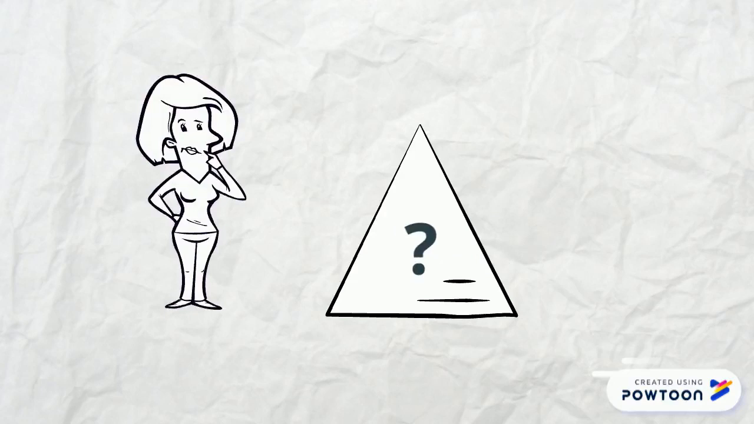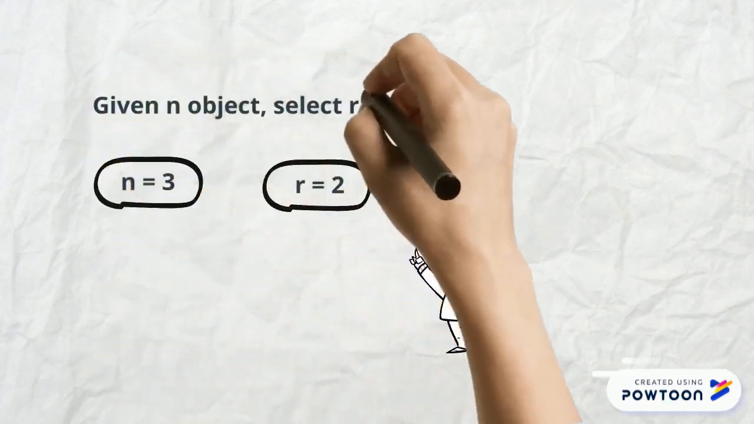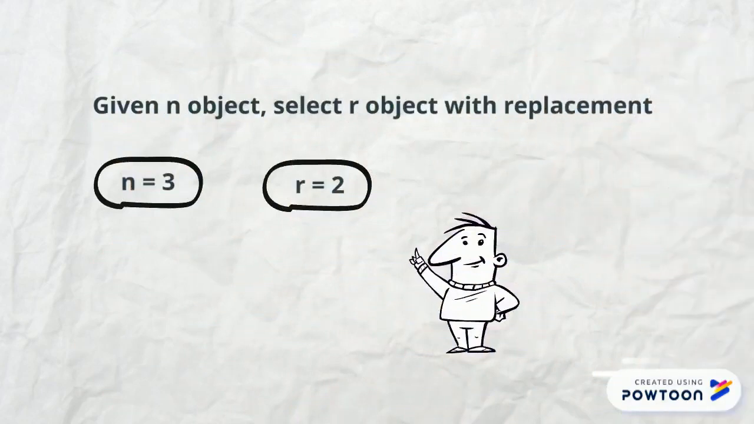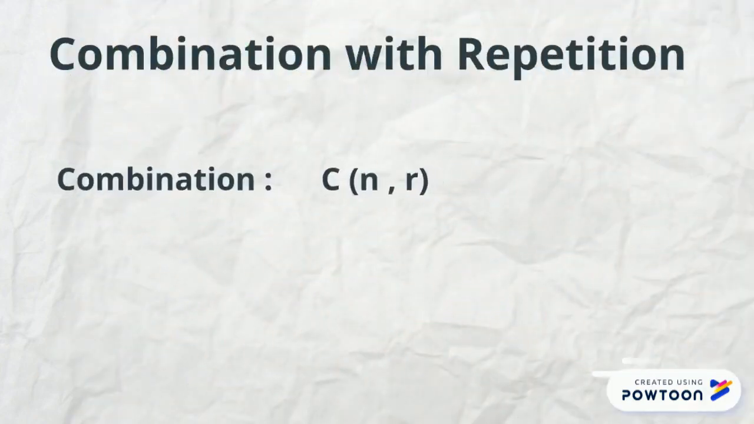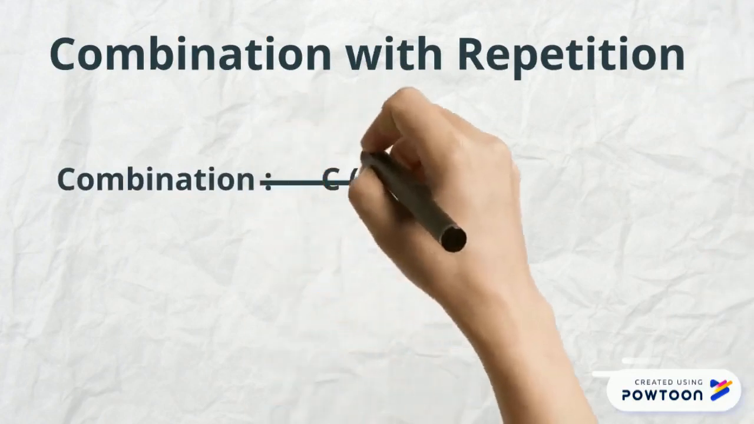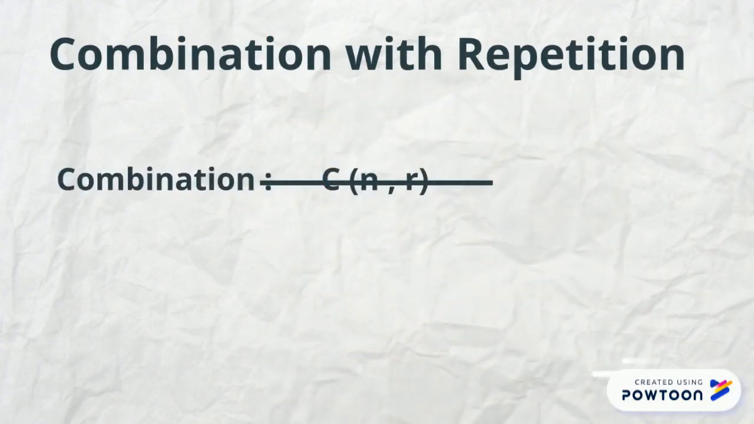Okay, let's look at the next question. From the question, we are going to pick 2 objects from 3 given choices of objects with repetition allowed. Since it is a combination with repetition, we cannot use the normal equation for combination calculation. Instead, we should use the equation given as shown.